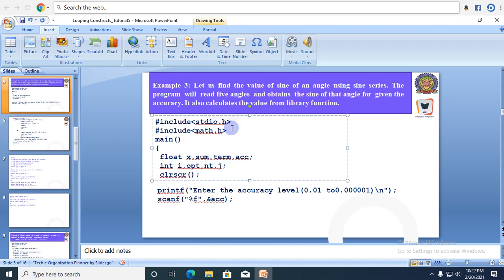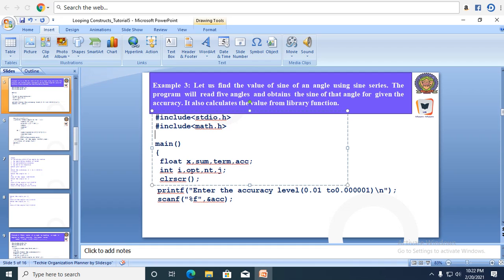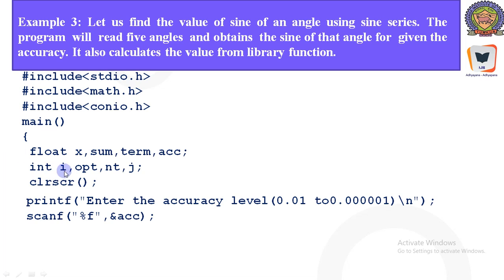I will just make it include. So hash include, lesser than symbol, conio, console input output dot h. This will dictate how getch should work. Nothing to worry furthermore. So float x, once again angle in radians. First of all it will be taken in degrees.